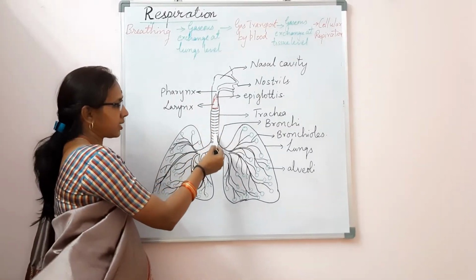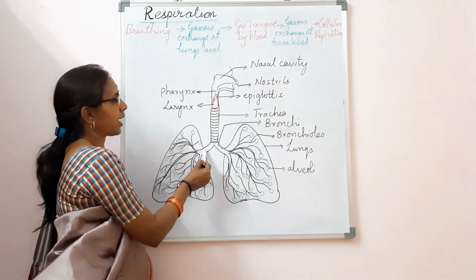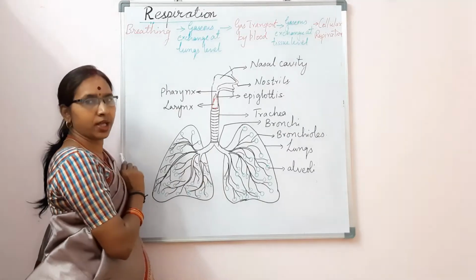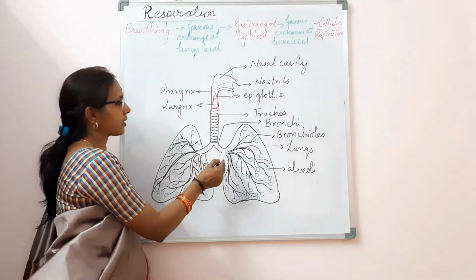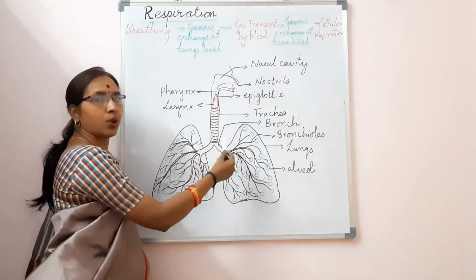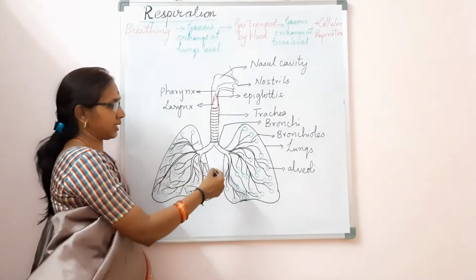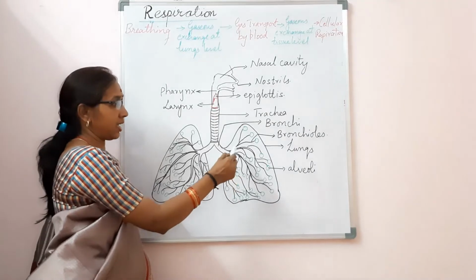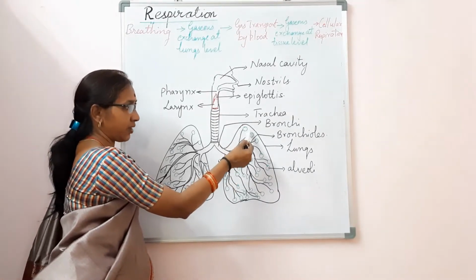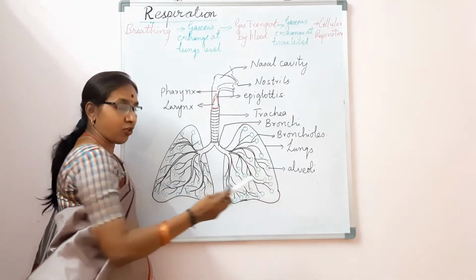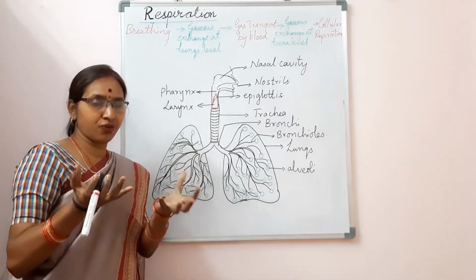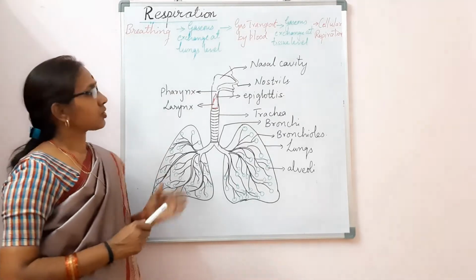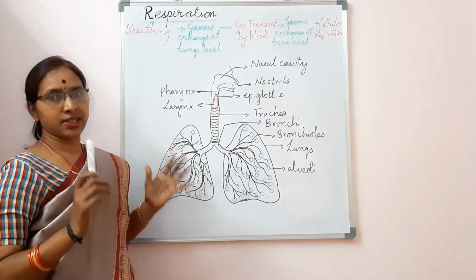Now the trachea divides into two branches, and these two branches are known as bronchi. These two bronchi go into the two lungs, and here they divide again into finer branches. These finer branches end in grape-like structures, a bunch of air sacs, and these air sacs are known as alveoli. So these are the parts of our respiratory system.